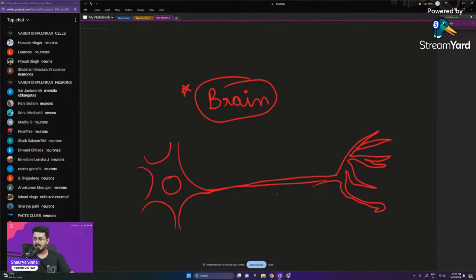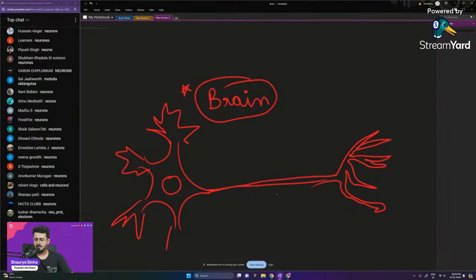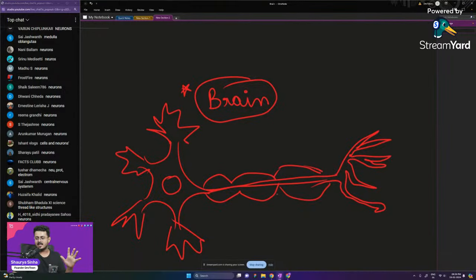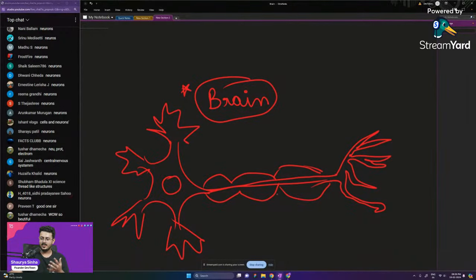Okay. And then there were some branches here as well. Okay, my neuron looks bad, guys, I know. Just pardon me for that. I'm just drawing a rough sketch of a neuron itself. I'm not an artist. Okay, so this is our neuron. Well, it's not a great neuron, but let's assume this is our neuron.